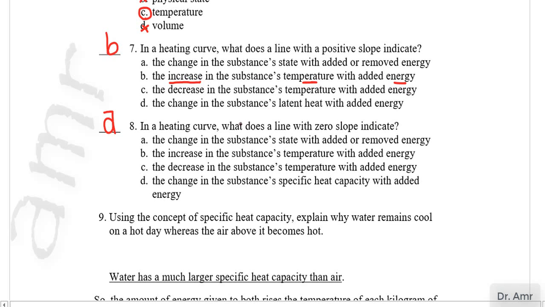Question number 8. In a heating curve, what does a line with zero slope indicate? طبعا indicates in a change in substance state with added or removed energy. ده بيقول لي ان في change in the state with added or removed energy.